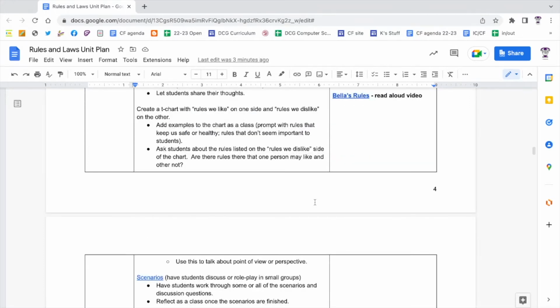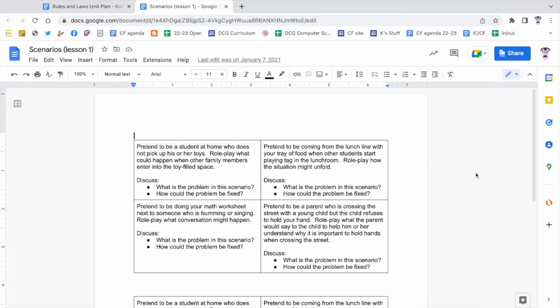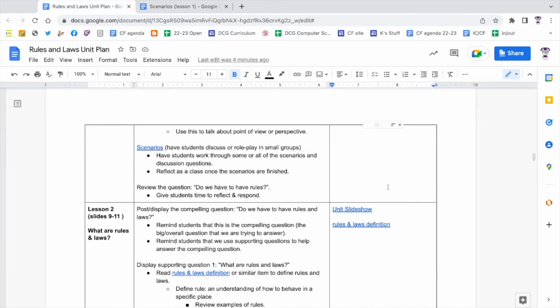From that point, create a T-chart with rules we like on one side and rules we dislike on the other. And you can use some of the rules from your classroom or school, or we can use rules in home. The next thing you can do is have students look through a scenario or more in small groups and talk about what the problem is and how the problem could be fixed. Then review the question, do we have to have rules? Hopefully the learning in the scenarios will help students answer this question.